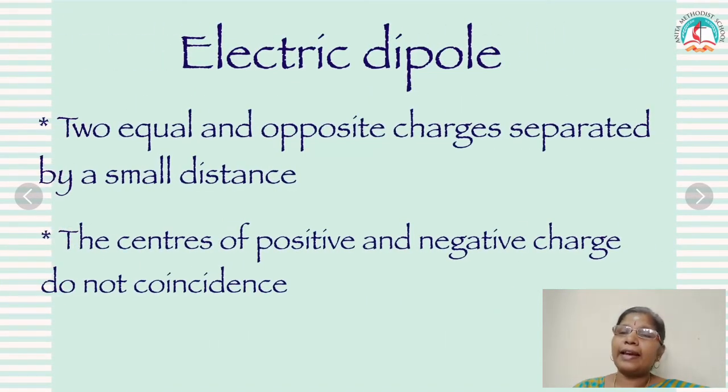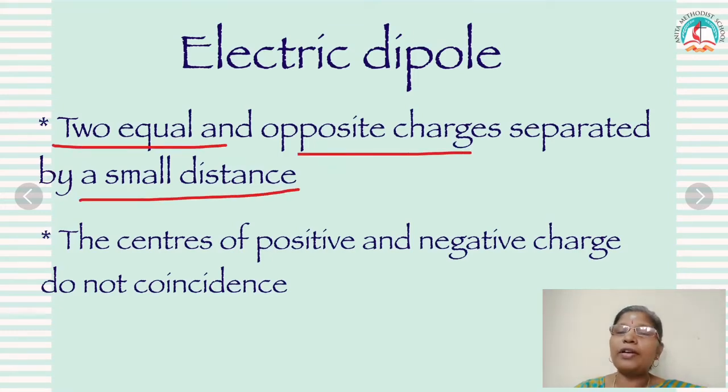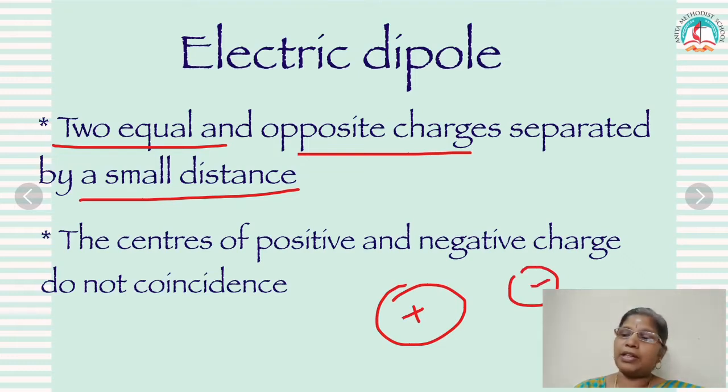The next is the electric dipole. What is a dipole? Two equal and opposite charges separated by a small distance. The center of the positive and the center of the negative charges are different, they do not coincide. That is an electric dipole.